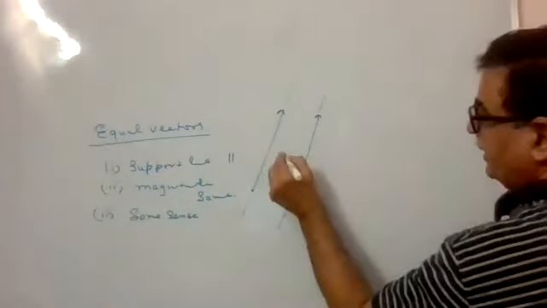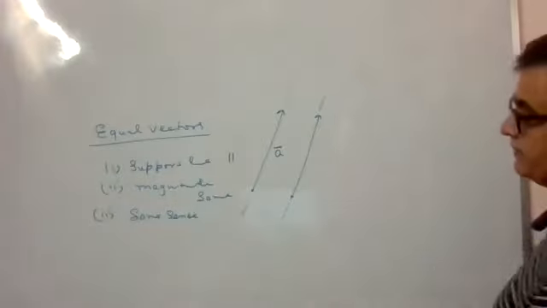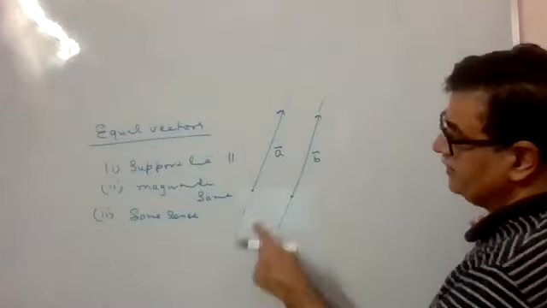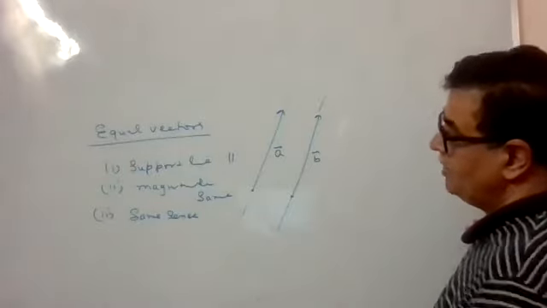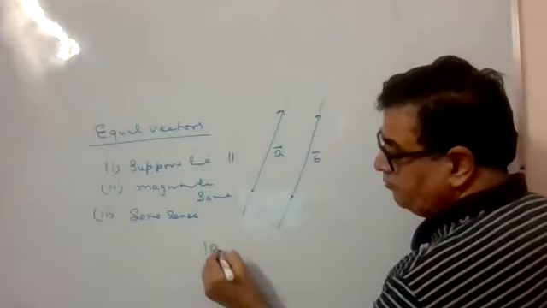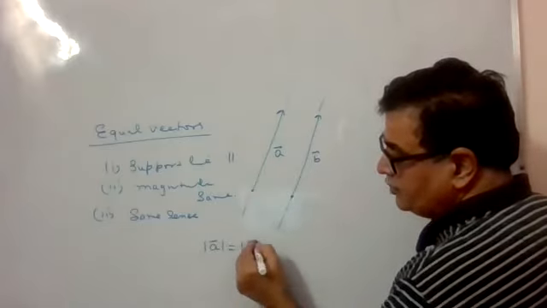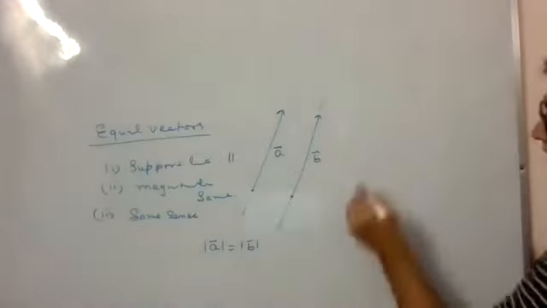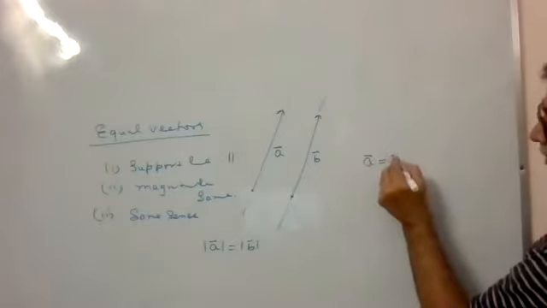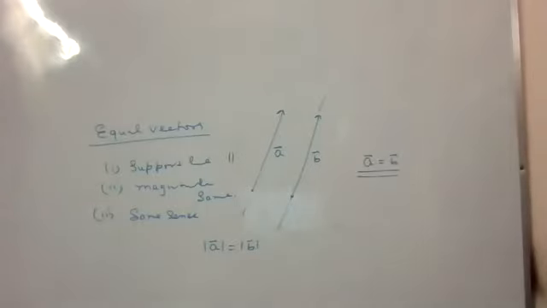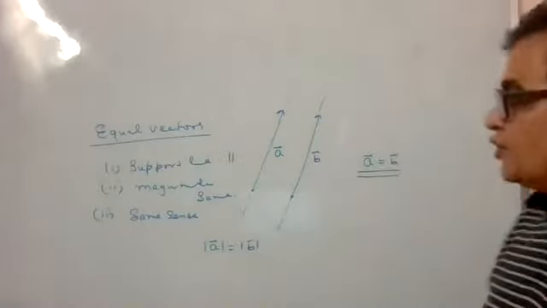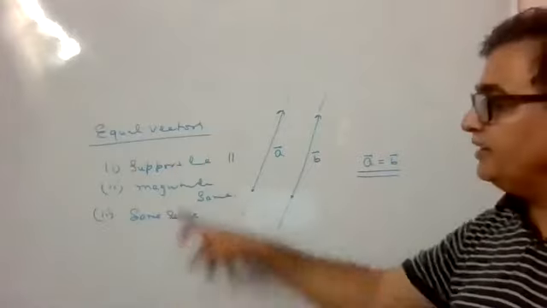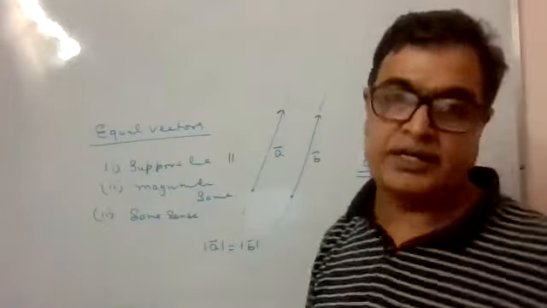Let this be vector A denoted by this. This is vector B denoted by this. Then you should say their support lines are parallel, magnitudes are the same, meaning magnitude of A is equal to magnitude of B, and their sense is the same. If that condition holds, we will say yes, the vectors are said to be equal. So vector A is equal to vector B. You should keep in mind: support line, magnitude and same sense. These are the three things. If they are equal, we will say they are equal vectors.